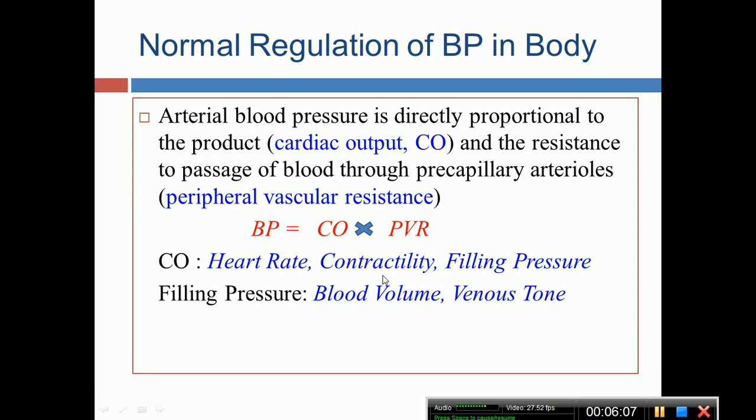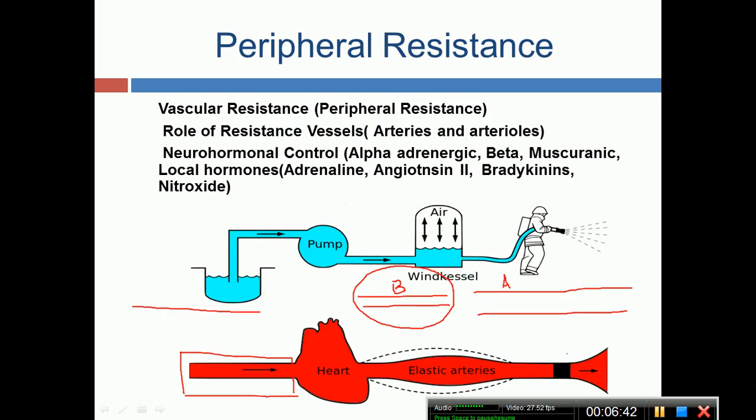Contractility is the force of contraction. Filling pressure is the pressure of the atria, the pressure of the fluid that fills the atria, and greater that pressure means there would be a greater amount of fluid. So filling pressure depends on blood volume and venous tone. Greater the amount of blood returned by the veins to the heart, obviously this will increase the filling pressure.